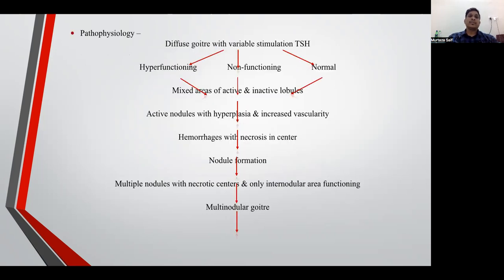Now pathophysiology here: diffuse goiter with variable stimulation of thyroid stimulating hormone. There will be hyperfunctioning, non-functioning, or normal areas. It gives rise to mixed areas of active and inactive lobules. Active lobules with hyperplasia and increased vascularity cause hemorrhages with necrosis in the center. Then there is nodule formation. Multiple nodules with necrotic center and only internodular areas functioning. It gives rise to the multinodular goiter.